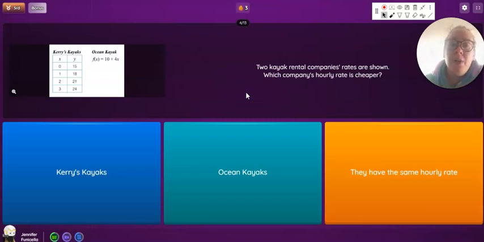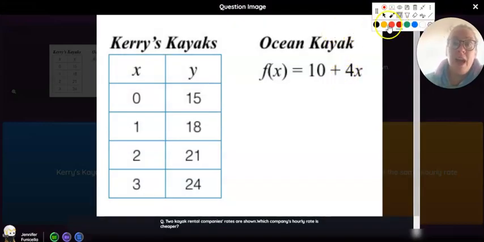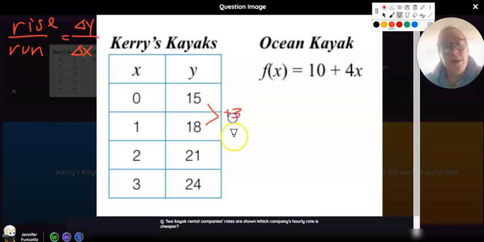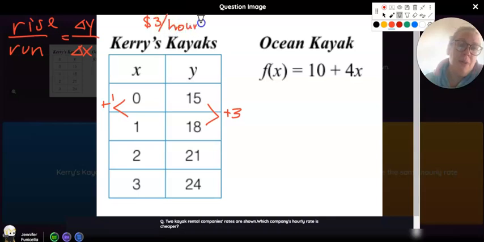Question 4. 2 kayak rental company rates are shown. Which company's hourly rate is cheaper? So we'll look at Carrie's kayaks first. If we're looking for the rate of change, again, remember we're thinking rise over run, which is our change in our Y values divided by our change in X. So looking at Carrie's kayak, we see our values are going from 15 to 18, which means we're going up by 3 every hour. So Carrie's is going to be $3 per hour, per 1 hour.